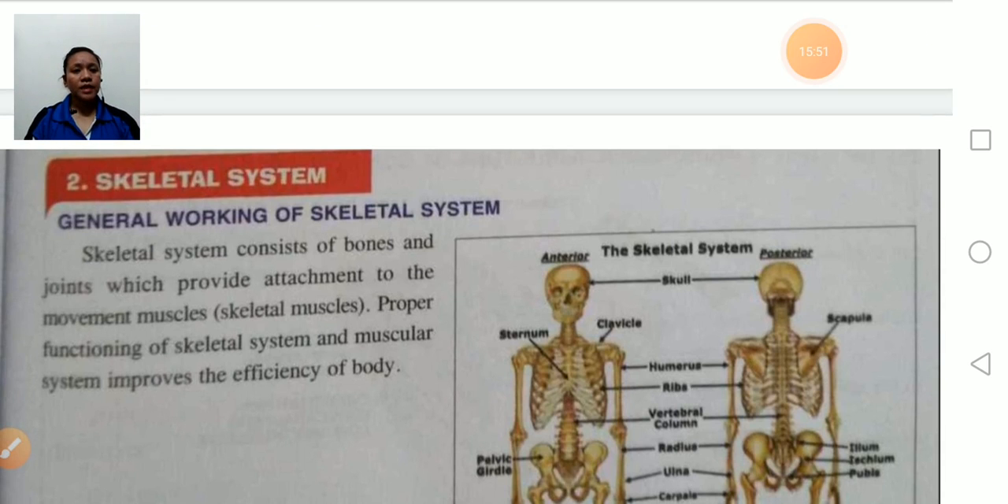Skeletal system. The skeletal system consists of bones and joints, which provide attachment for the movement of the body. Proper functioning of the skeletal and muscular systems improves the efficiency of the body. If our muscular and skeletal systems perform properly, then the efficiency of the body will be improved.